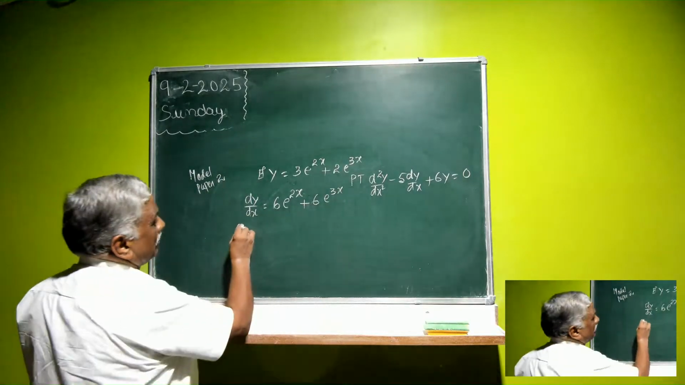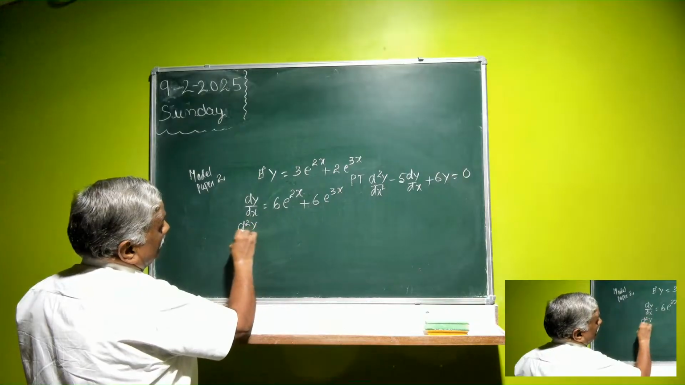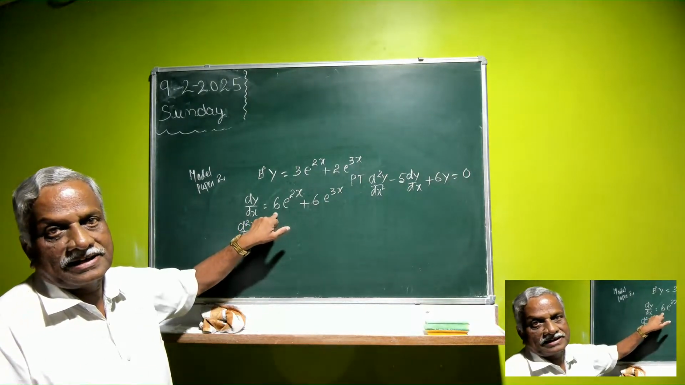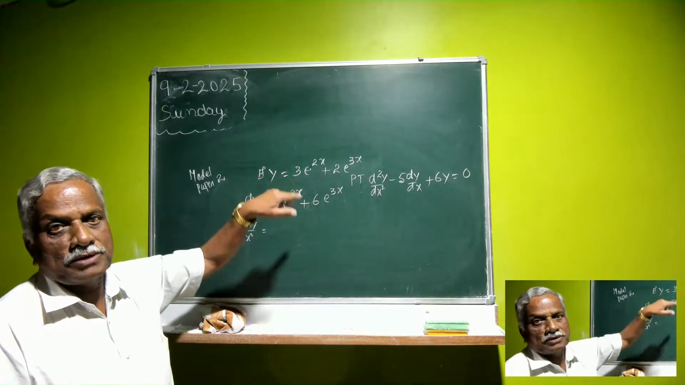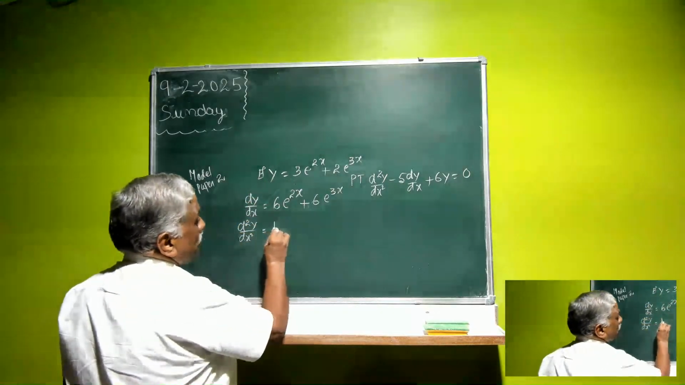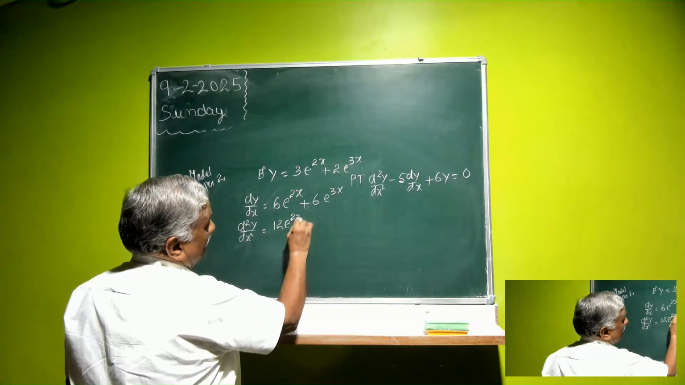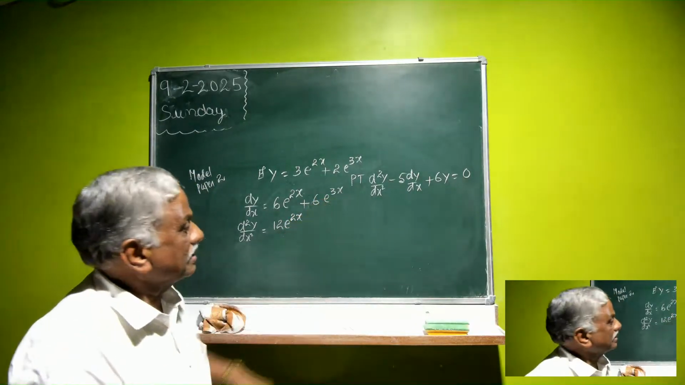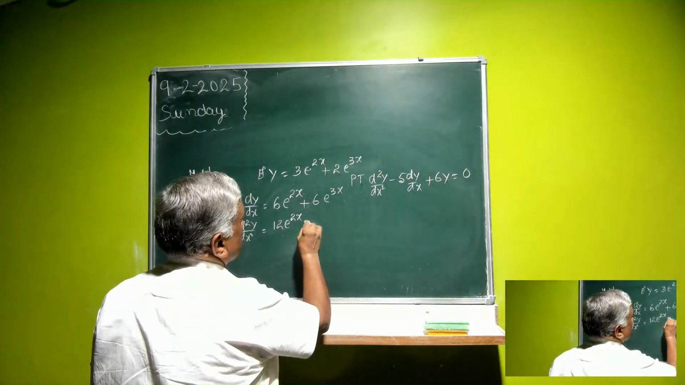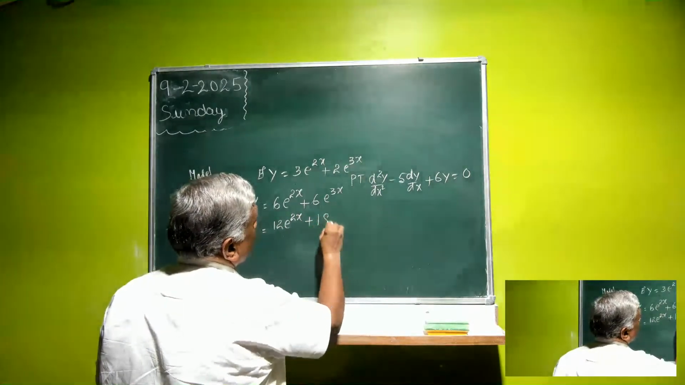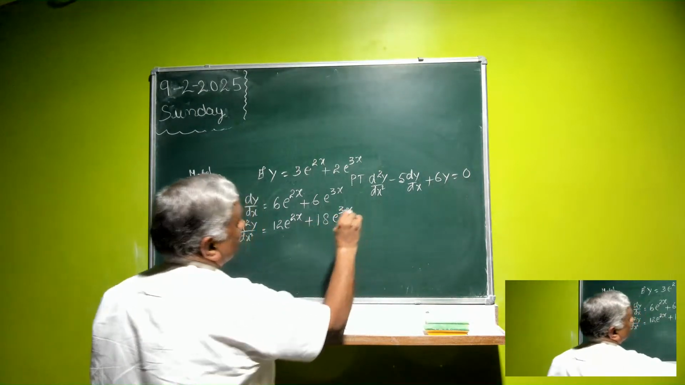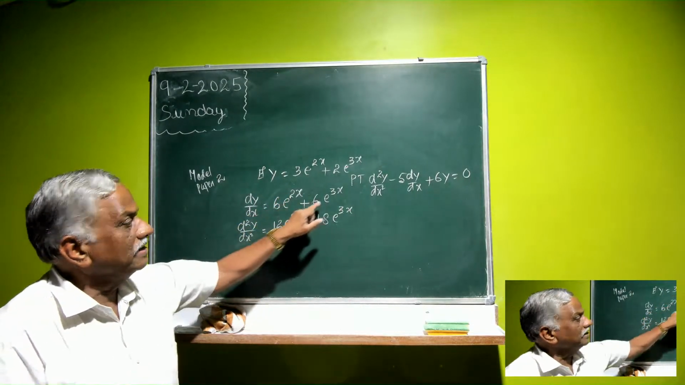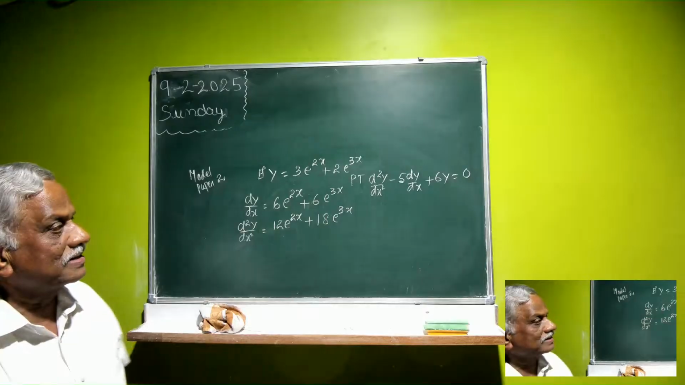Now we have to differentiate for the second time, d square y by dx square. Again 6 is a constant, e power 2x gives 2e power 2x, therefore it becomes 12e power 2x. And here 6 is a constant, e power 3x gives 3e power 3x, so this is 18e power 3x. Here we got 6, here 12, and 18 there because of 3e power 3x.